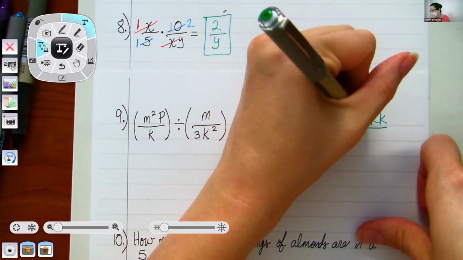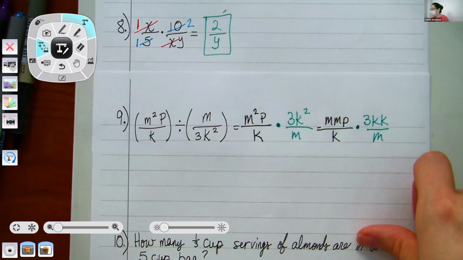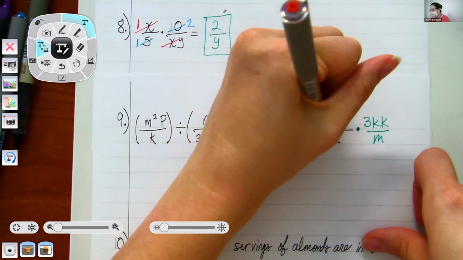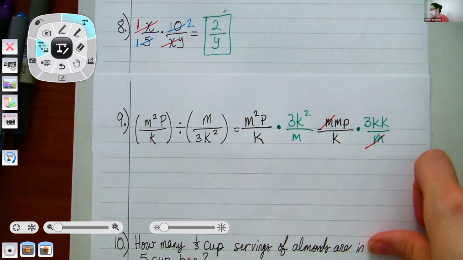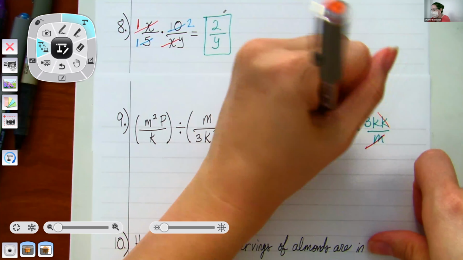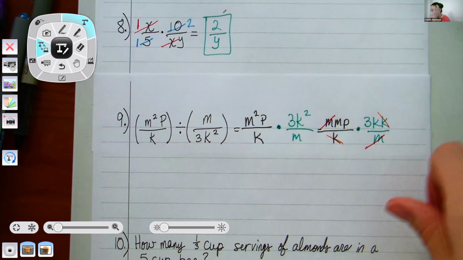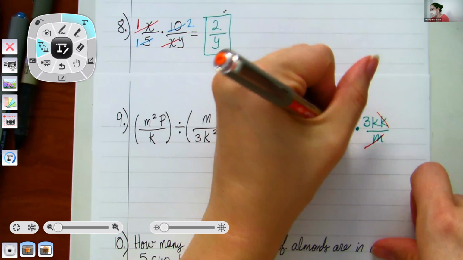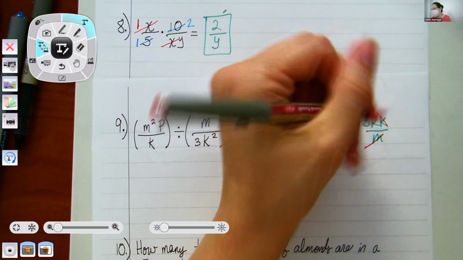And then let's see what we could reduce. So we can cancel out one of the m's, and we can cancel out one of the k's. So, and everything on the bottom is gone. I mean, we could put a 1 there, or not, just put nothing there.